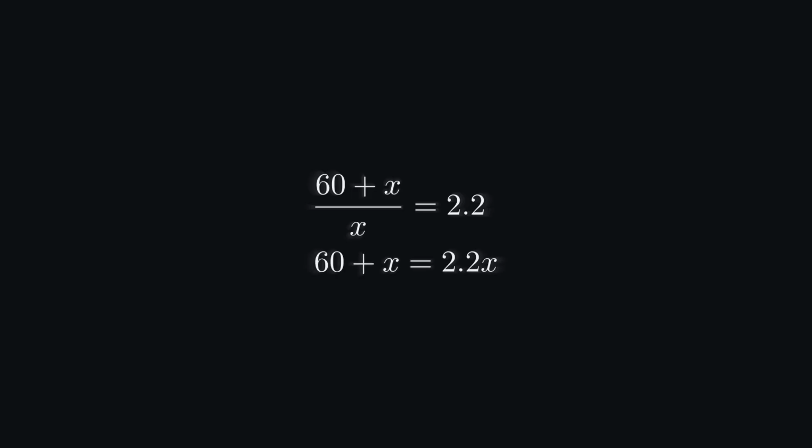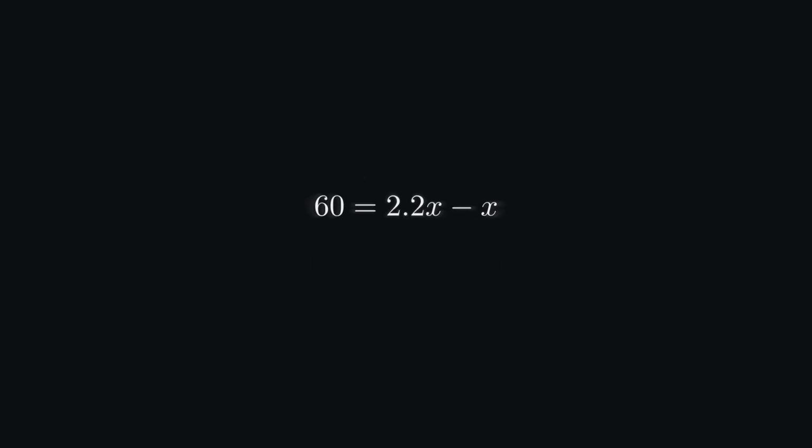60 plus x equals 2.2x. 60 equals 2.2x minus x. 60 equals 1.2x. x equals 60 over 1.2. x equals 50.